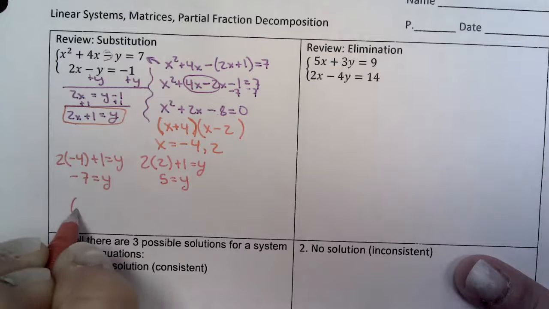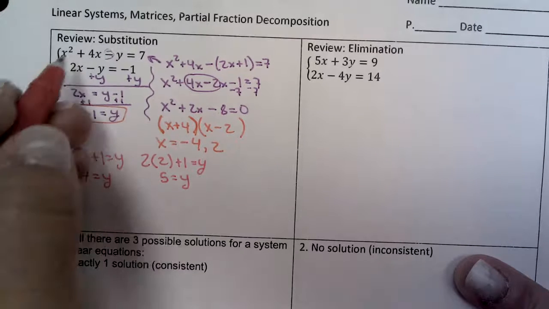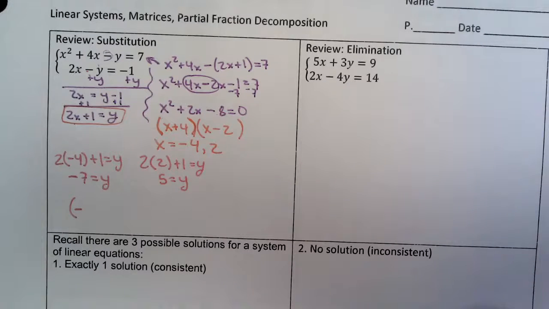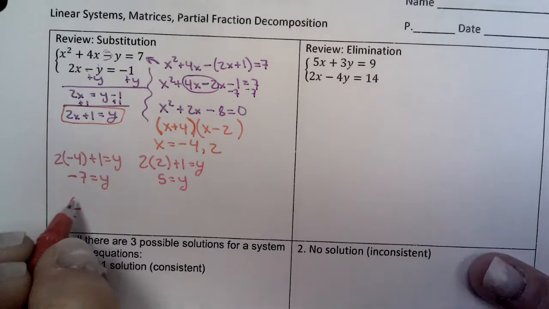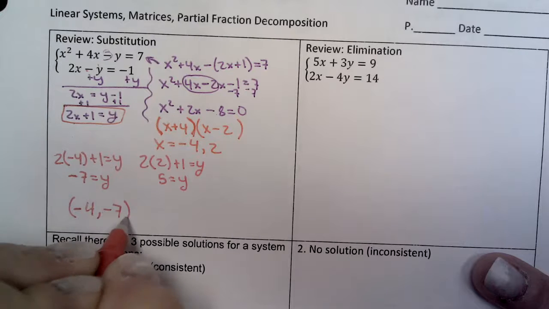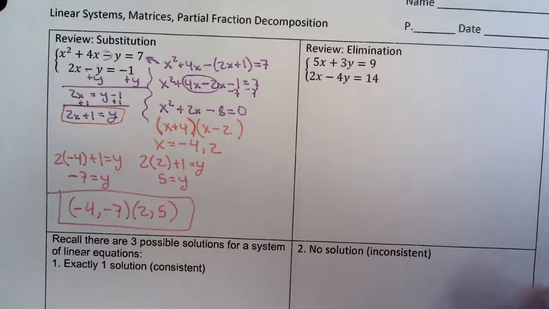So I know now that my two places where these cross, so this is a parabola and this is a line. So where these two shapes cross is going to be at negative 4, negative 7, and at 2, 5. So those are my solutions. I could check those by plugging both of those back in.